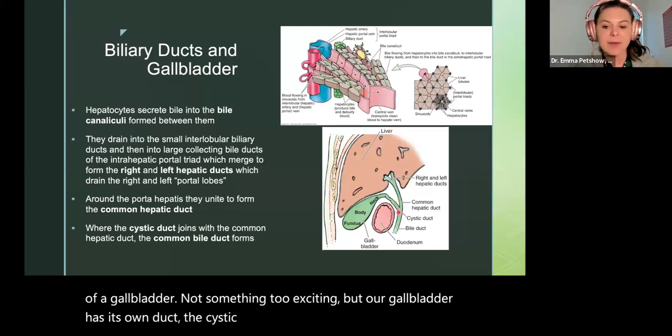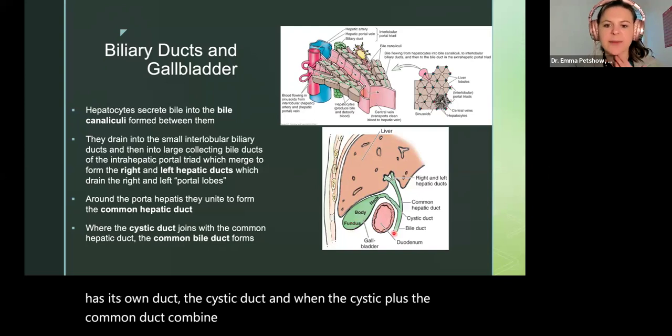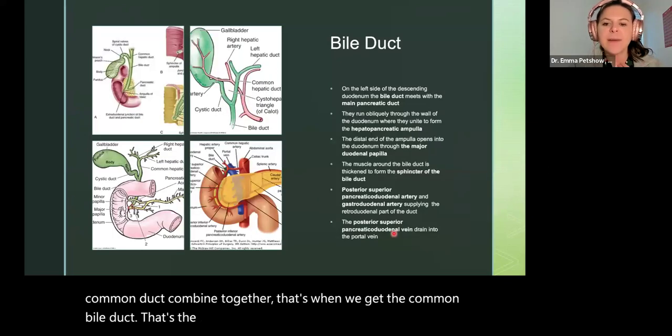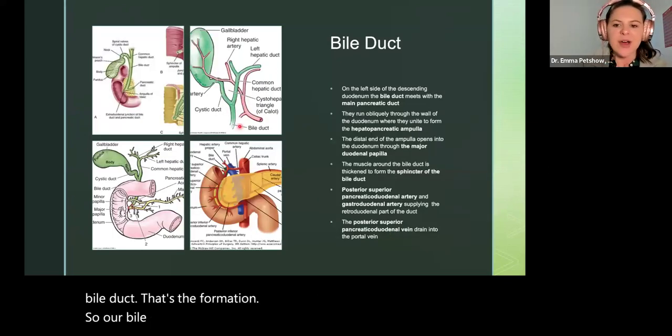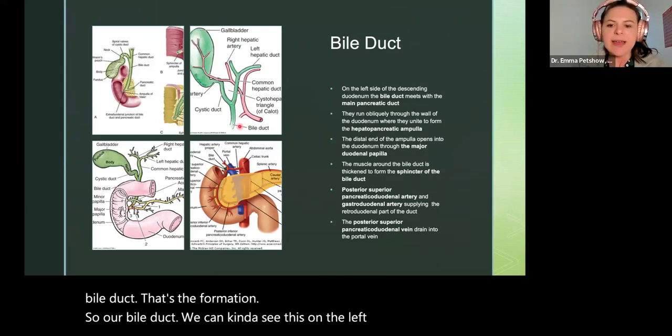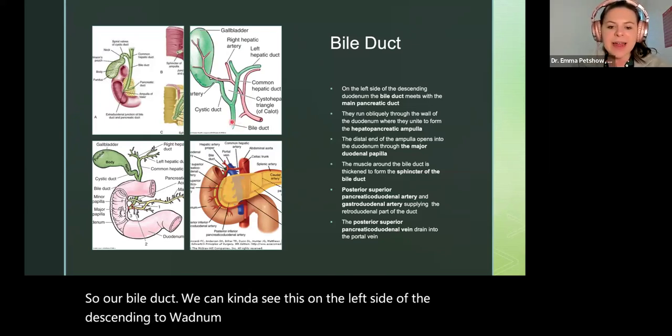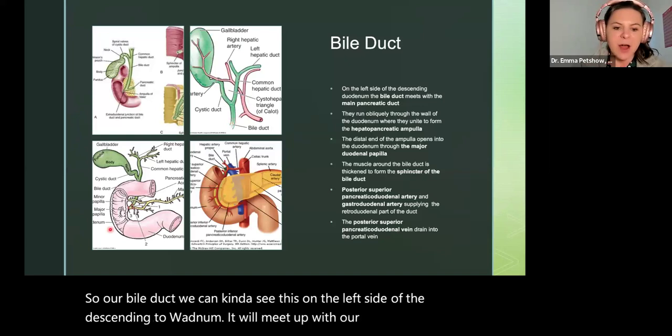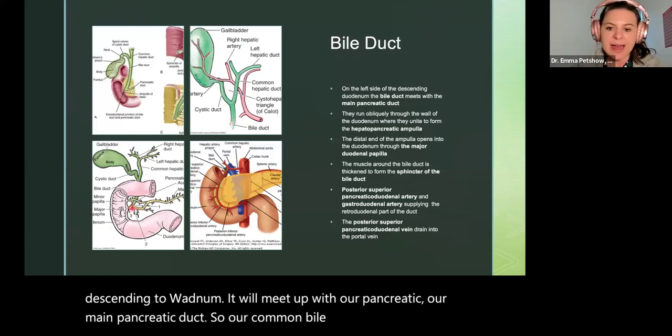And when the cystic plus the common duct combine together, that's when we get the common bile duct. That's the formation. So our bile duct, we can kind of see this on the left side of the descending duodenum. It will meet up with our main pancreatic duct. So our common bile duct meeting up with the main pancreatic duct.